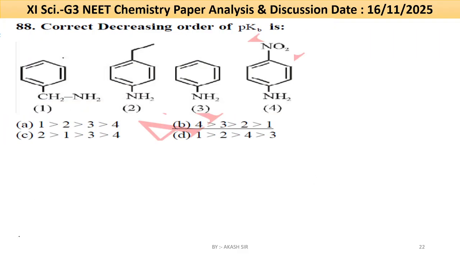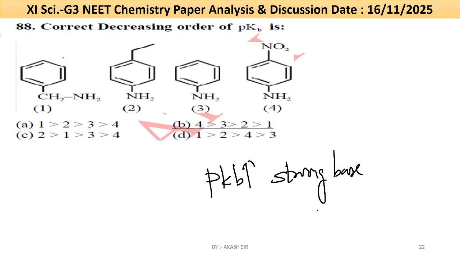Question number 88. Correct decreasing order of pKb. To determine the correct decreasing order of pKb for the given compounds, we need to understand how the substituents on the benzene ring affect the basicity of the amine group. pKb is a measure of the basicity of the base. Lower pKb values indicate a strong base.